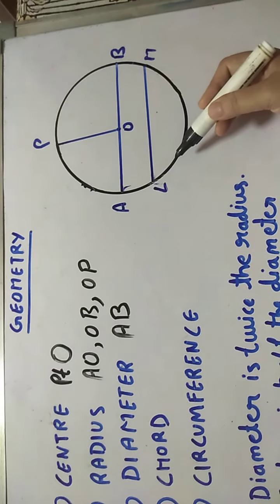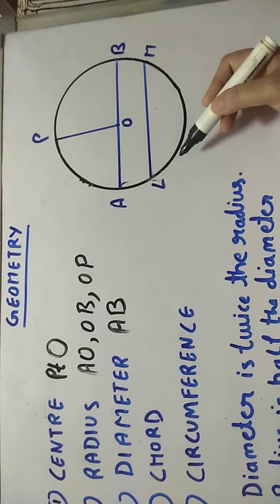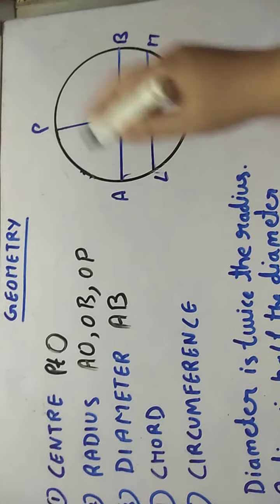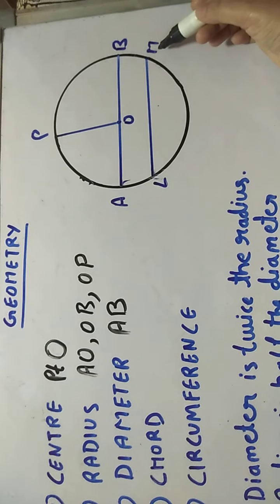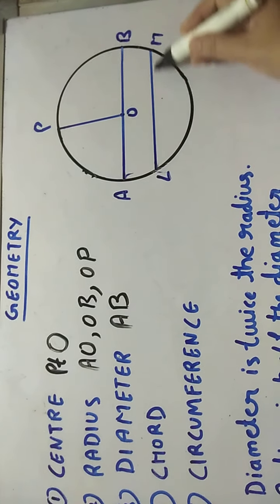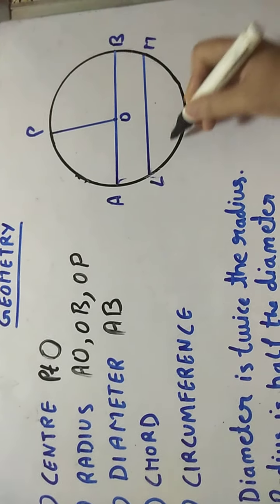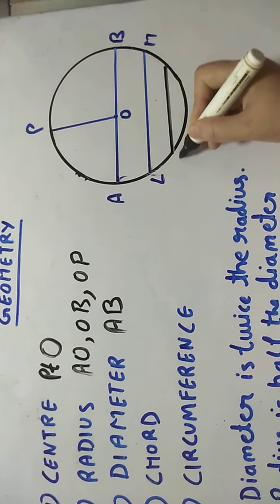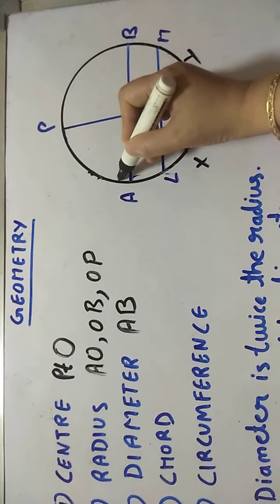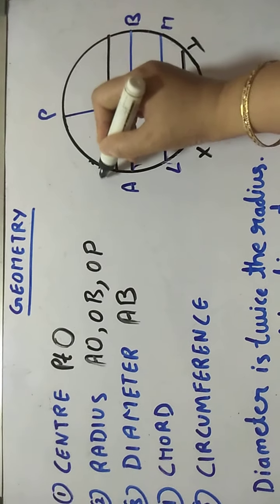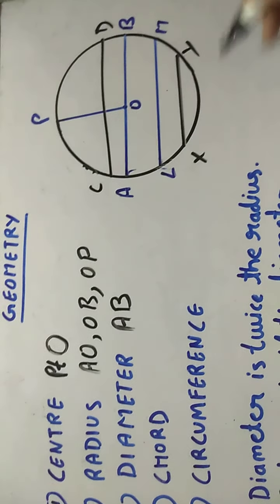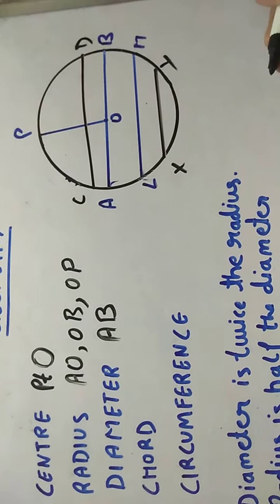Okay, and what is a chord? A chord is any line segment which is formed when we join 2 points on a circle. These points can be anywhere on the circle. Like here L and M are 2 points and they are joined by a line segment. This line segment is the chord. Now there can be any chord. I can make one more chord here, X, Y. Okay, I can make one more chord here, say C, D. So like this many chords can be formed.